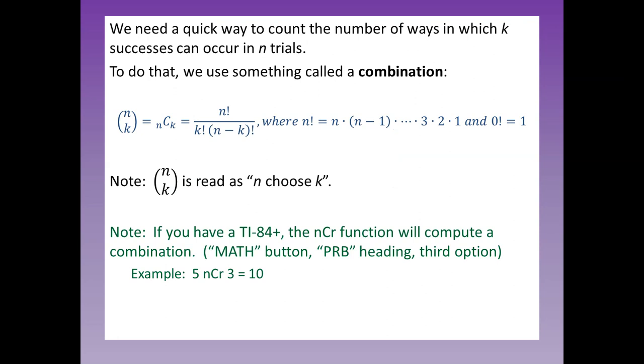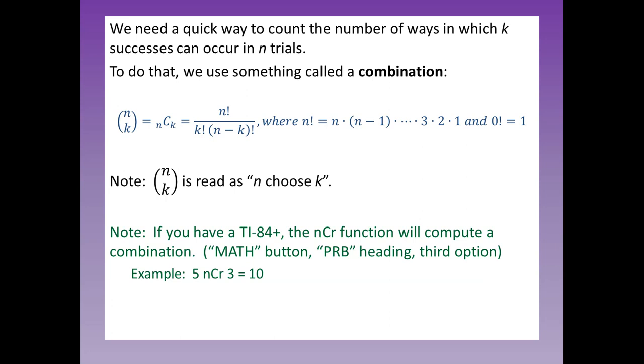Therefore, we need a quick way to figure out how many different ways you can have k successes in n trials. In order to do that, we use something called a combination, which is read as n choose k. The conventional notation is the one with the parentheses, with the n over the top of the k, although the one with the large C in the center is typically how a calculator would write it. The way that a combination expands is as a quotient involving 3 factorials. It expands to n factorial divided by k factorial times (n minus k) factorial.